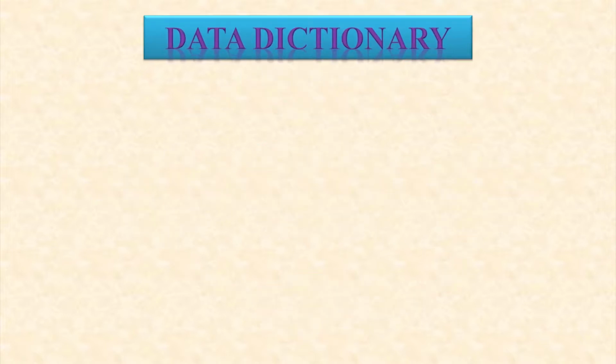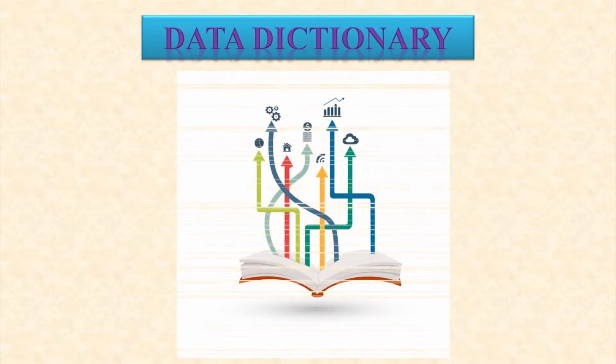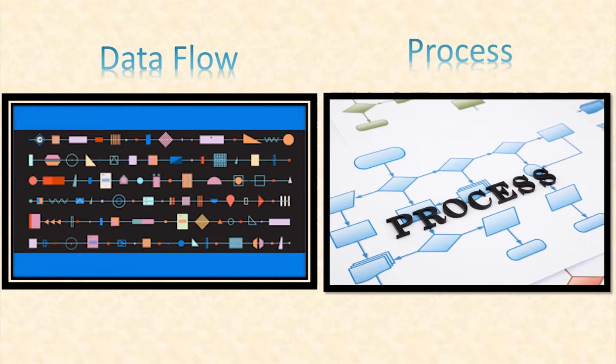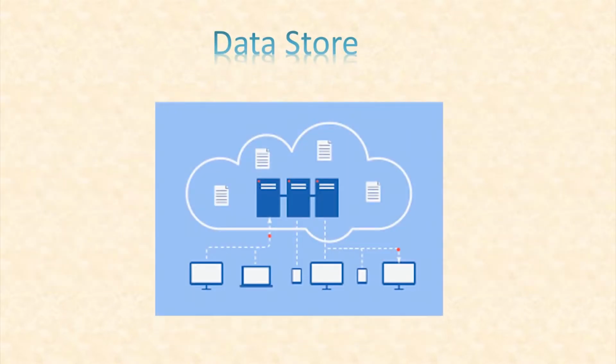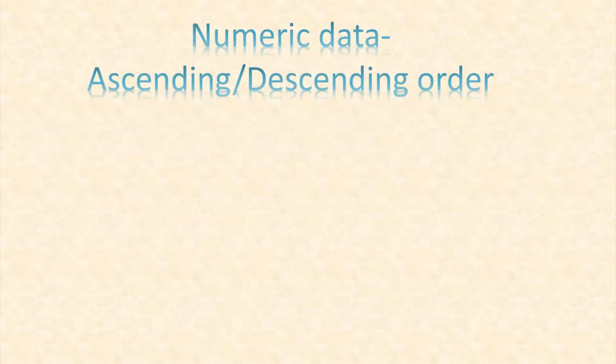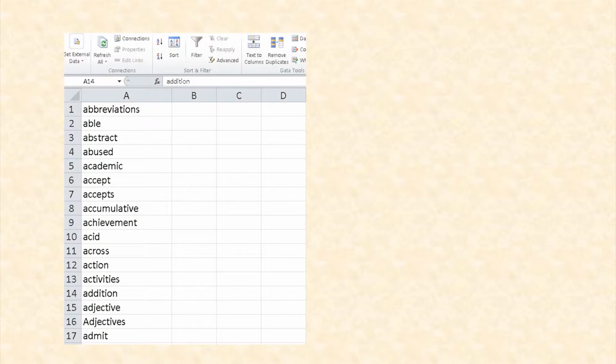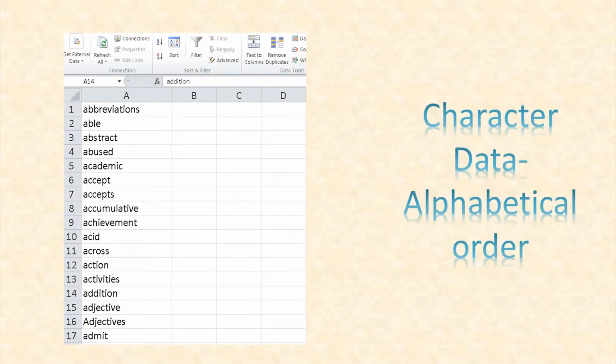First of all, data dictionary. It is a structured repository of data. It keeps details of data flows, processes, and data stores. The data, if numeric, is arranged either in ascending or descending order, and alphabetically if it is character-based. A data dictionary clearly documents the lists of contents of all data flows, data structures, and data stores.